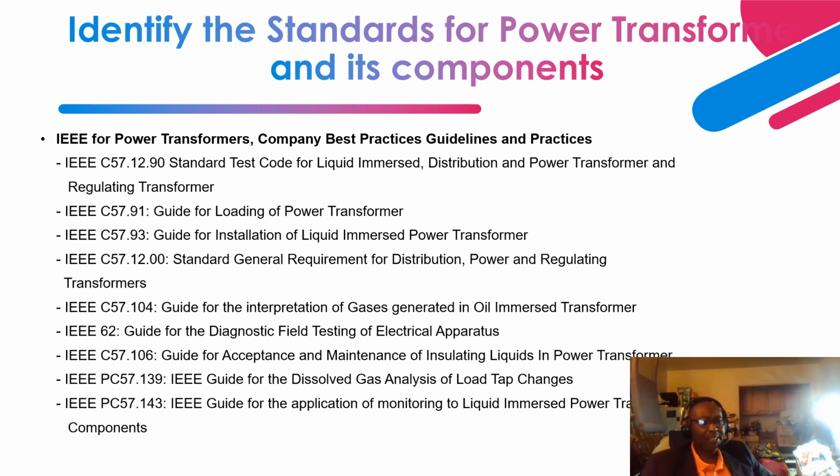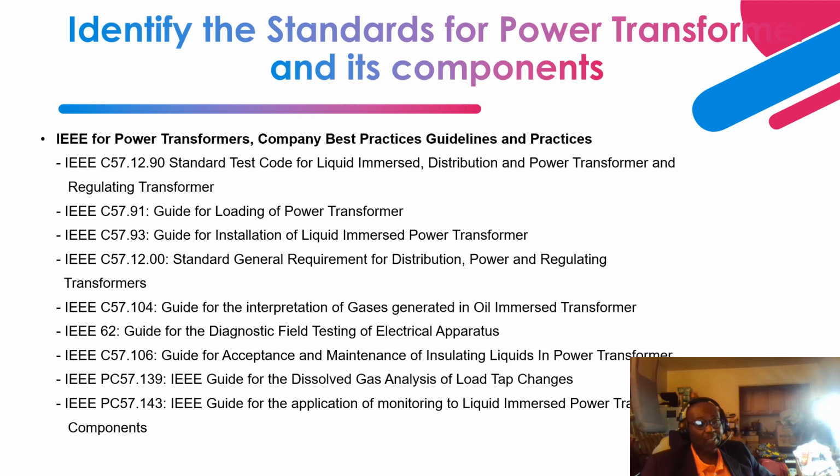Next is IEEE C57.93. That is a guide that tells you how to install the liquid immersed power transformer and the processes that you are supposed to go through. Next is IEEE C57.12. This is just a general requirement for distribution type transformer, power transformer, and regulating type of transformer. A typical insight that you can get from this standard is basically the nameplate, how to interpret the nameplate, and also selection of the impedance based on the kVA or the MVA of the transformer.